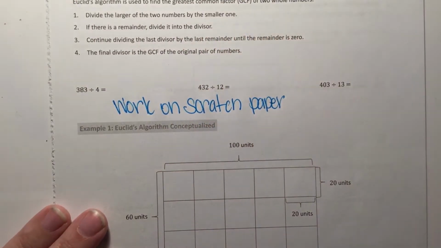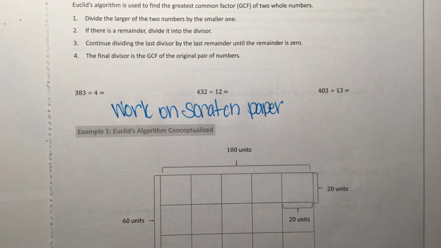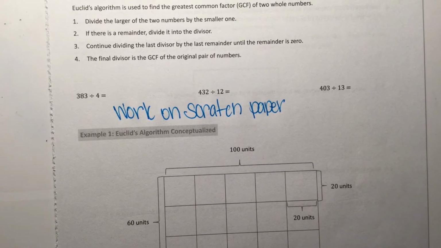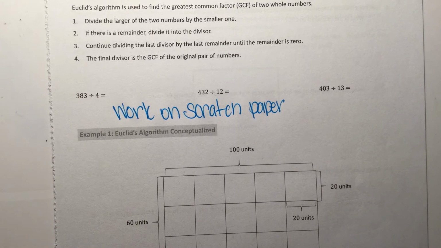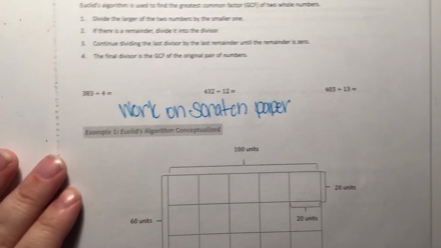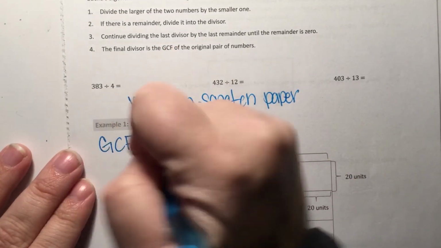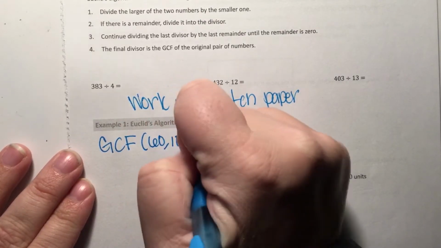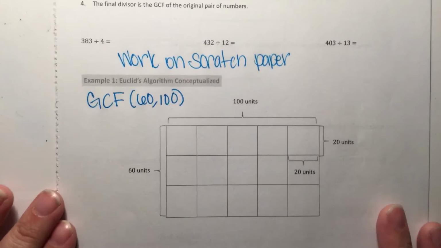Okay, so the whole point of Euclid's algorithm is in order to find our greatest common factor. In our last lesson, we did greatest common factor. We did 1 times 20 is 20, then 2 times 10 is 20, and 3 didn't go in, but it was 4 times 5, okay? For this one, the numbers are going to be bigger. We're looking at 60 and 100. What is the greatest common factor of 60 and 100, okay? So guys, these are big numbers.